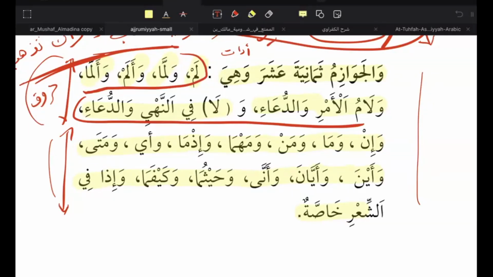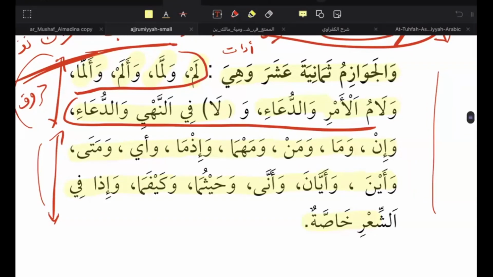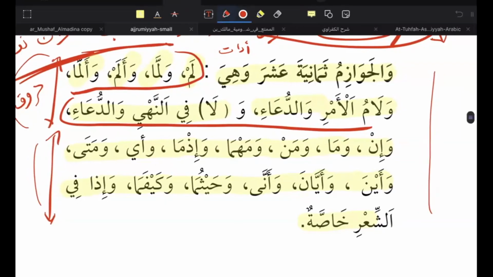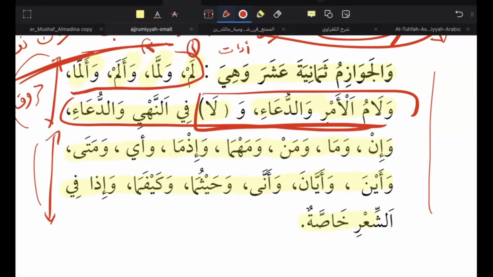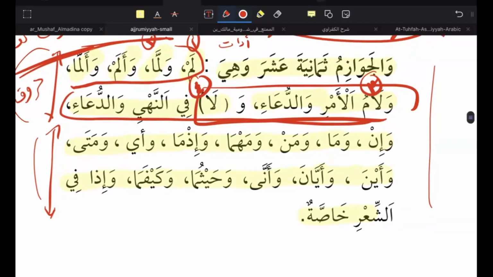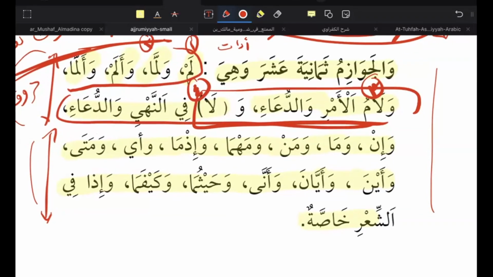The first part is they're all huruf. Author mentioned six of them, but we said that in reality there are only what? Only four: lam, lamma, lam al-amr, and la an-nahiya. These are the four. What they do is they come into a present tense verb and make it majzum. And we said by ittifaq of the grammarians that they are all huruf.